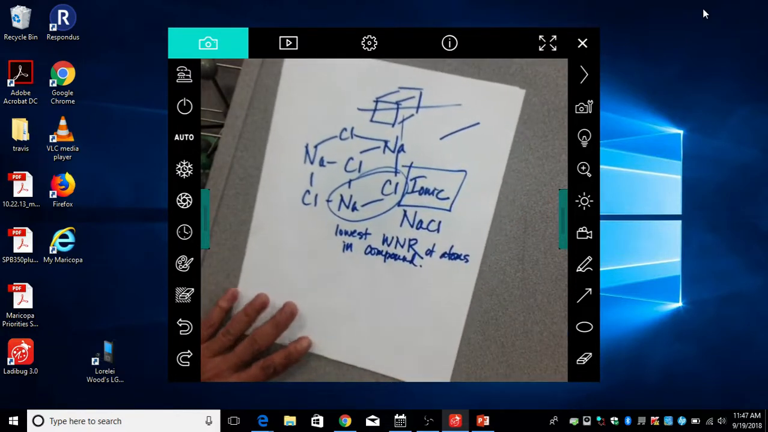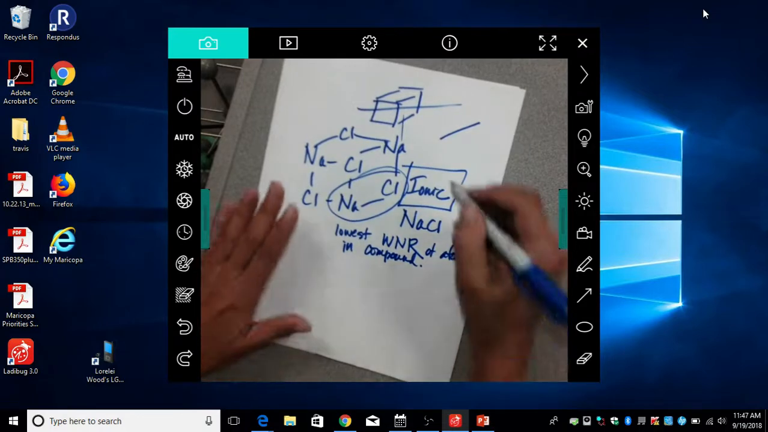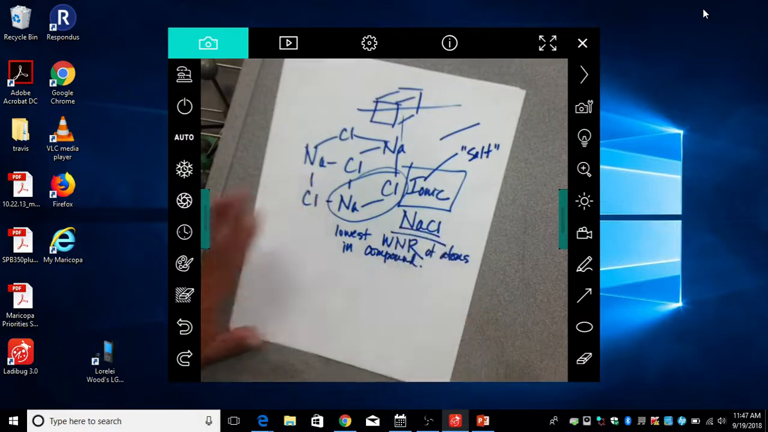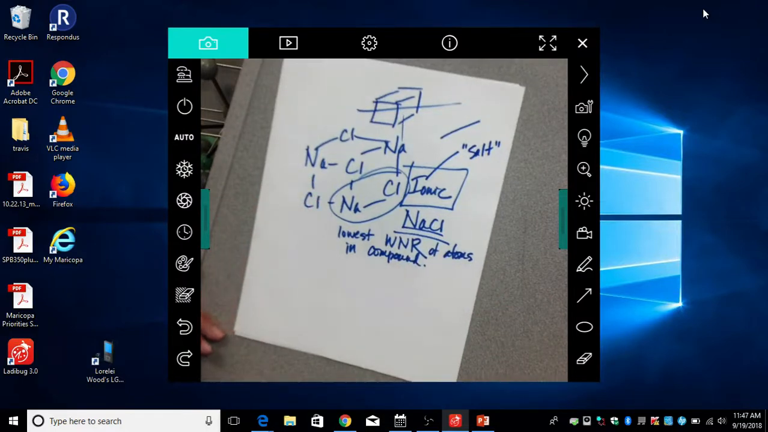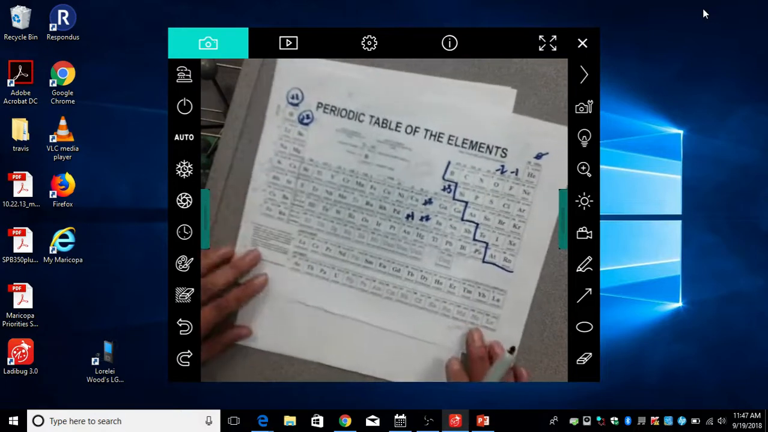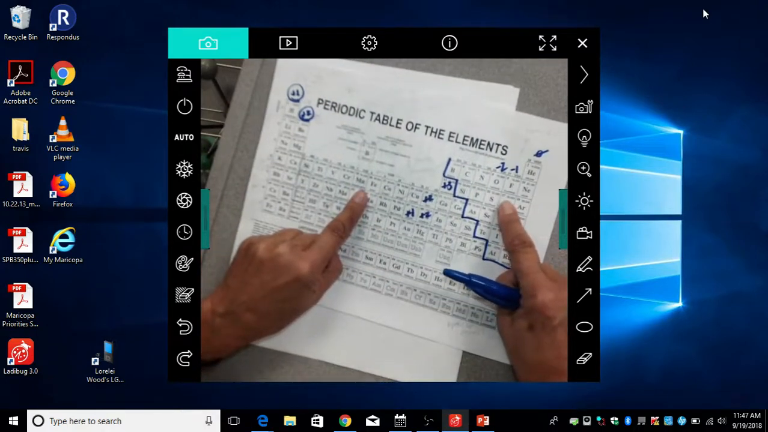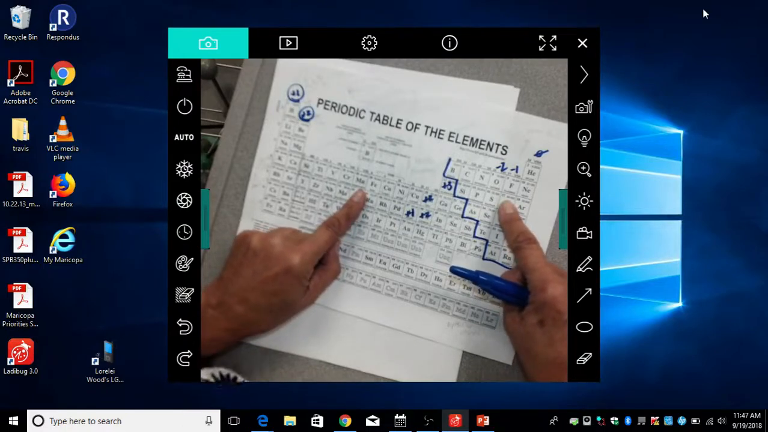Ionic compounds, chemists like to abbreviate, and we call all ionic compounds a salt. And you go, wait a minute, I thought sodium chloride was salt. It is. It's table salt. But all ionic compounds to chemists are salts. So how many do you think you could make? If it's anything from this group and anything from this group, maybe hundreds, maybe thousands of different combinations, right, of ionic compounds.